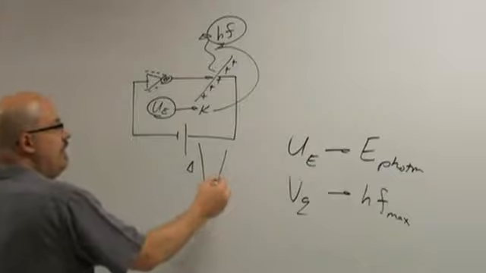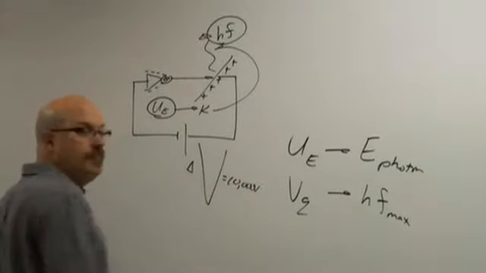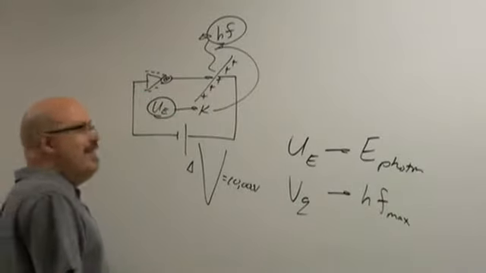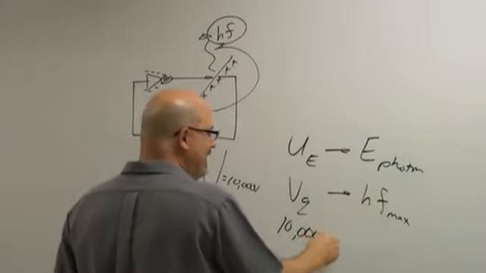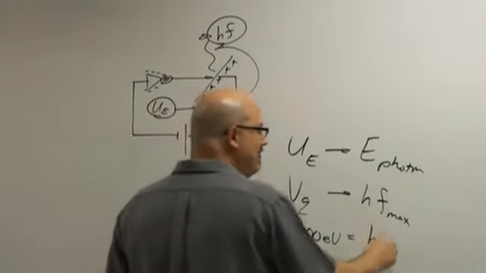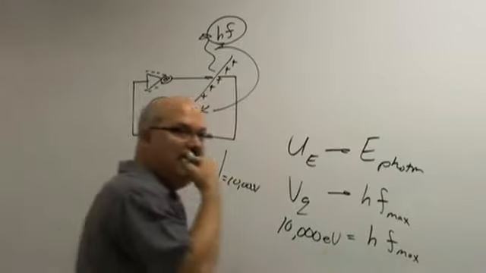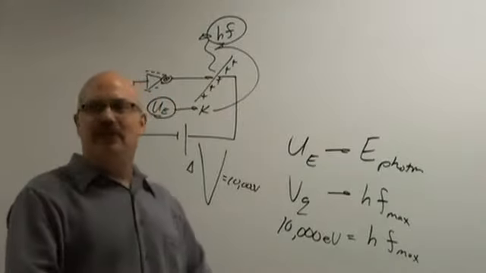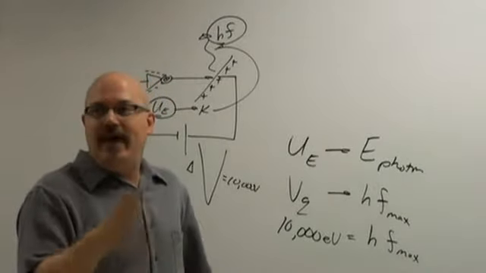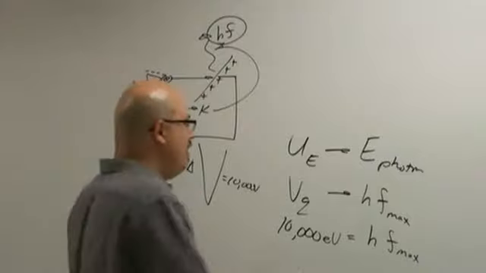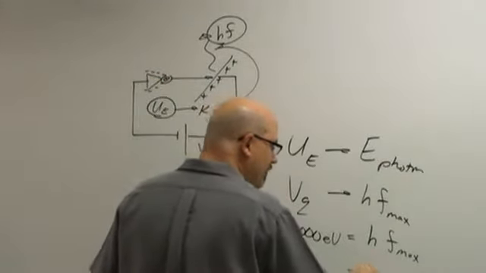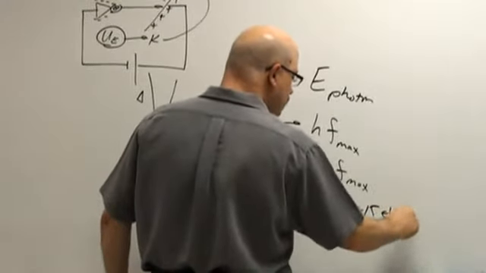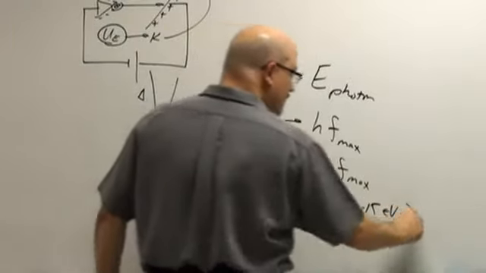Okay, so what if this is 10,000 volts? If that's 10,000 volts, how much energy do I start with? 10,000 electron volts. Very good. 10,000 eV, and that's going to turn into hf maximum that I would get. Which h would I use? The one with eV in it, not the hc, but just Planck's constant. So that's going to be 4.14 e to the negative 15 eV seconds.